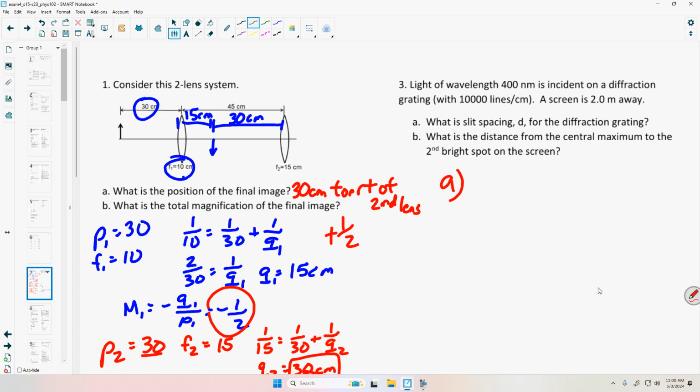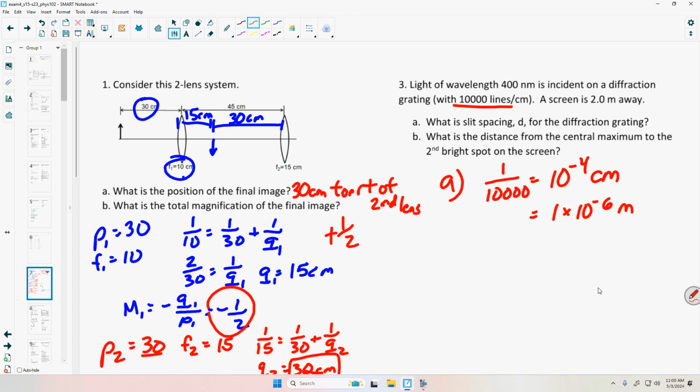So first, to find the slit spacing, I take the 10,000 lines per centimeter. I say 1 over 10,000 lines per centimeter. What's that? 10 to the minus 4 centimeters. And then I convert that into meters, which would be 1 times 10 to the minus 6 meters. So remember how to convert it. It will be centimeters or millimeters for that. And you will need to convert it into meters. That's true on the exam too, okay, to find the slit spacing.